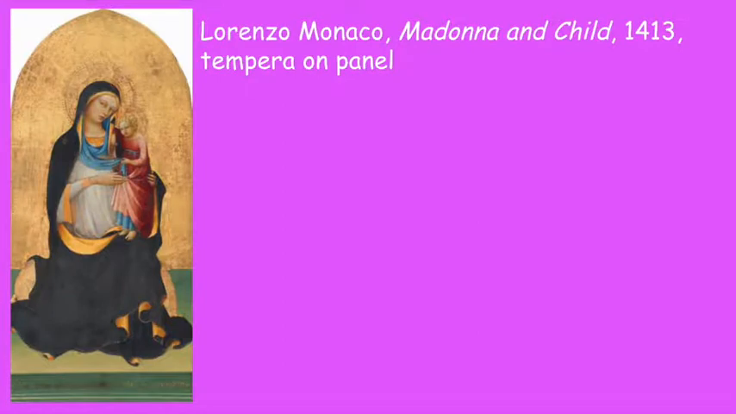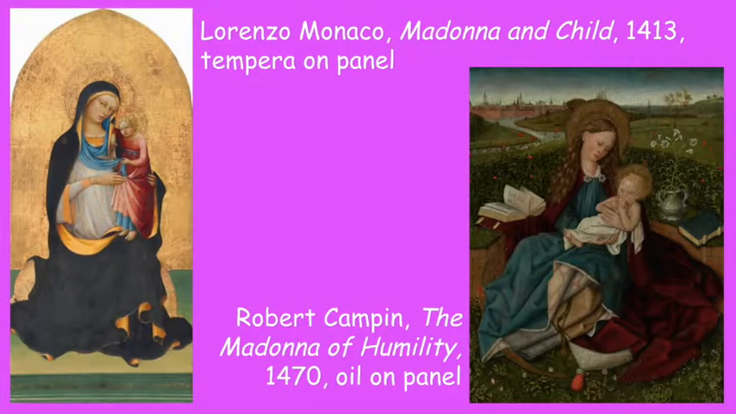Today we will be analyzing two paintings depicting the Virgin Mary. The first one is Madonna and Child by Lorenzo Monaco, and the second one is the Madonna of Humility by Robert Campin. But before we get into analyzing these artworks, a brief history about the Virgin Mary and her importance in art through the ages.